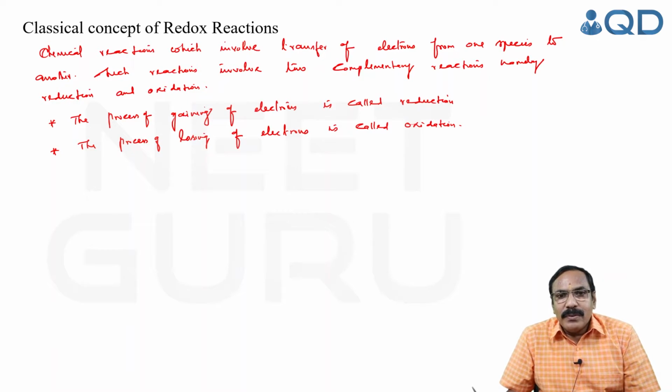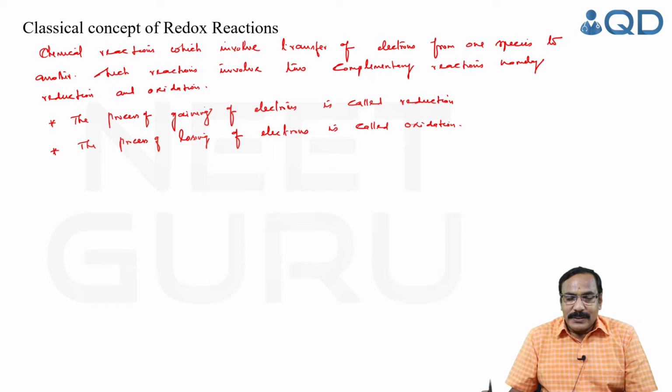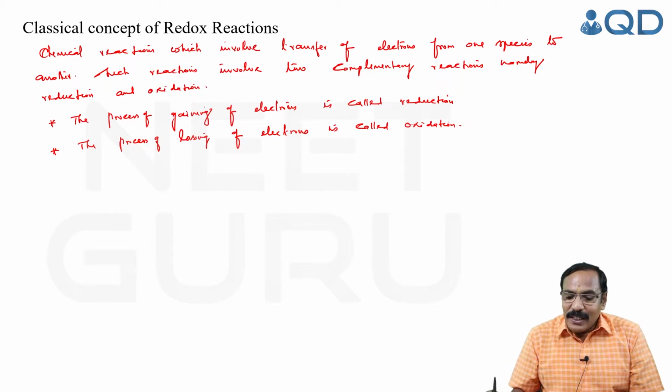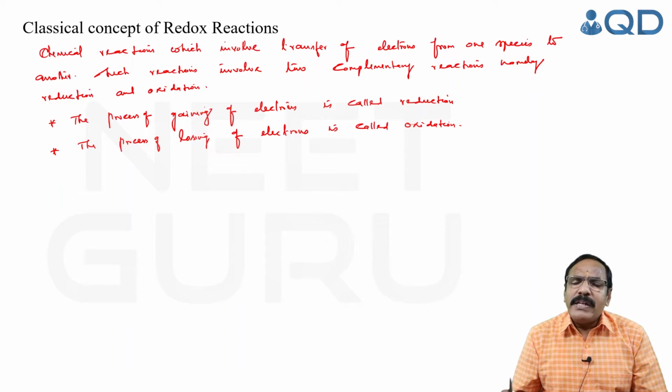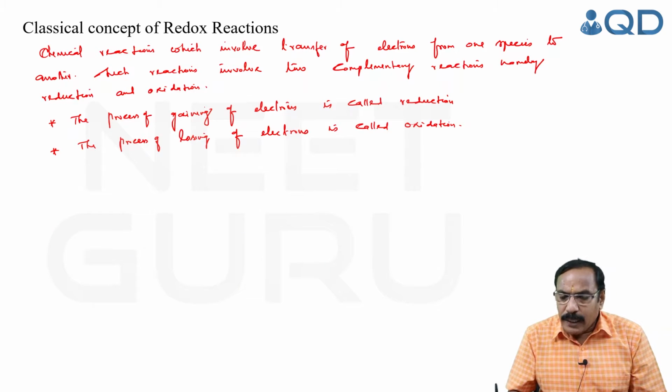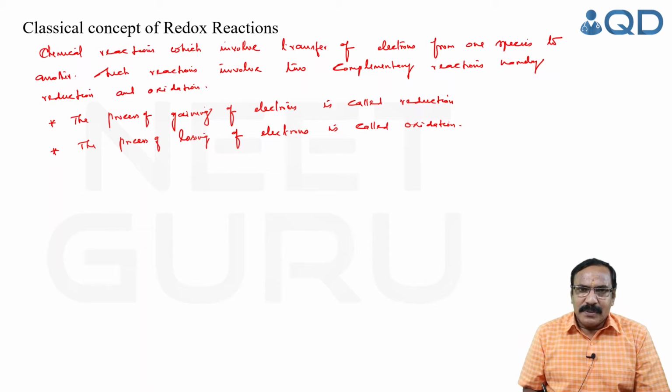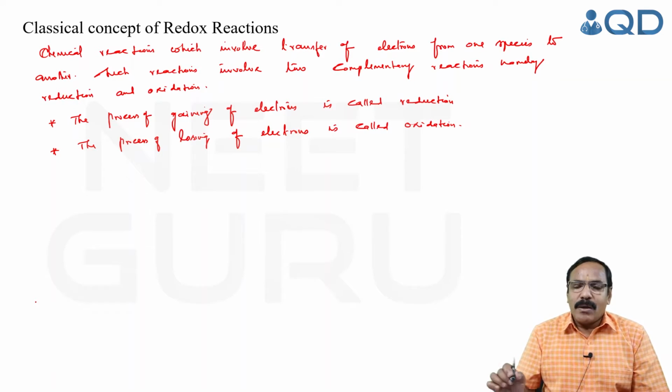As I told you, the dry cell which we use in our watches, camera, calculator, all are sources of electrical energy as a result of redox reactions. Now, let us discuss the classical concept. There are two ways of defining redox reaction. One is what I have written, the electronic concept. Reduction is gaining of electron. The other one is losing of electron.